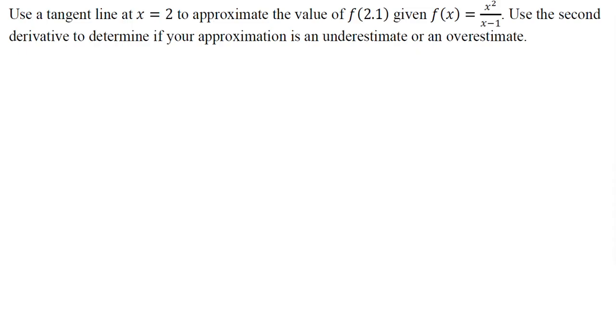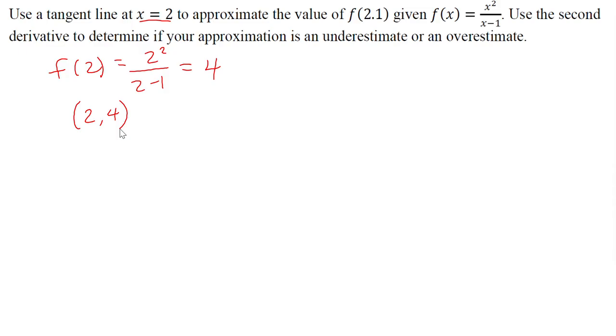So in order to use a tangent line to approximate the value of a function, we need to write the equation of the tangent line first. So we want the tangent line to x squared over x minus 1 at x equals 2. So we need the point, which will be f of 2. So we'll find f of 2 first. And so f of 2 should just be 2 squared over 2 minus 1, which is 4. So the point that we're looking at is the point (2, 4).